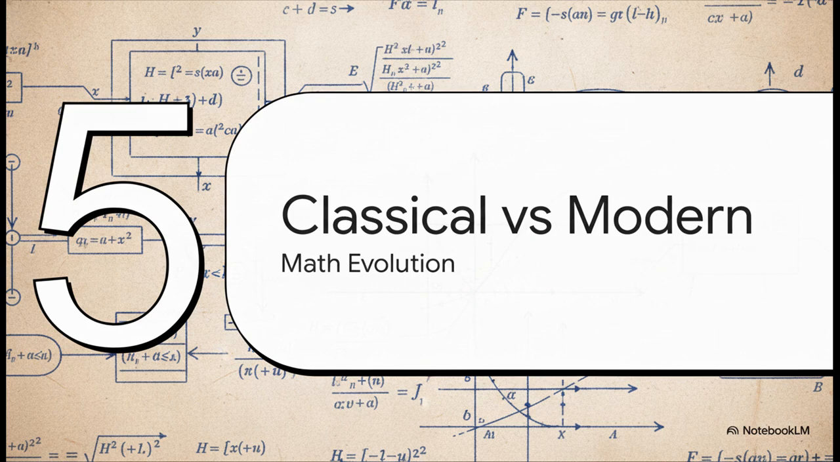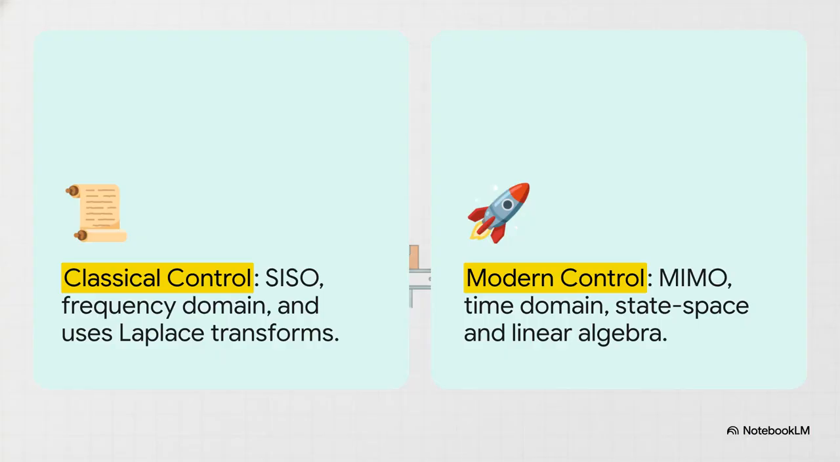All right, Section 5, classical versus modern control. It's kind of wild to look back and see how this has evolved. The leap in complexity over the last few decades is just staggering. Classical control theory, the stuff from the 1940s, tackled relatively simple single-input loops. Engineers were literally using paper, pencil, and Laplace transforms to figure this out. But modern control, that is a whole different beast.